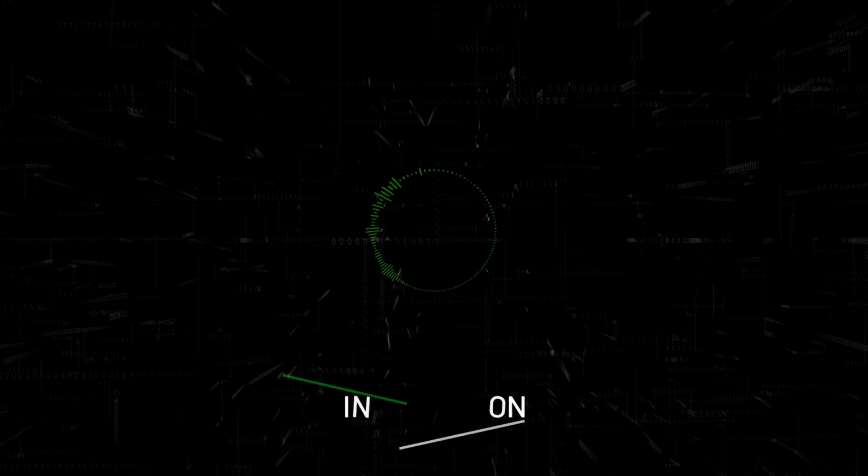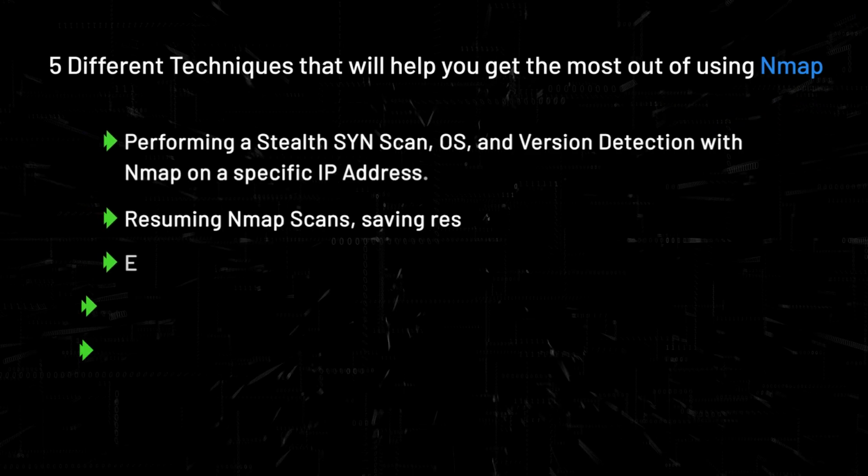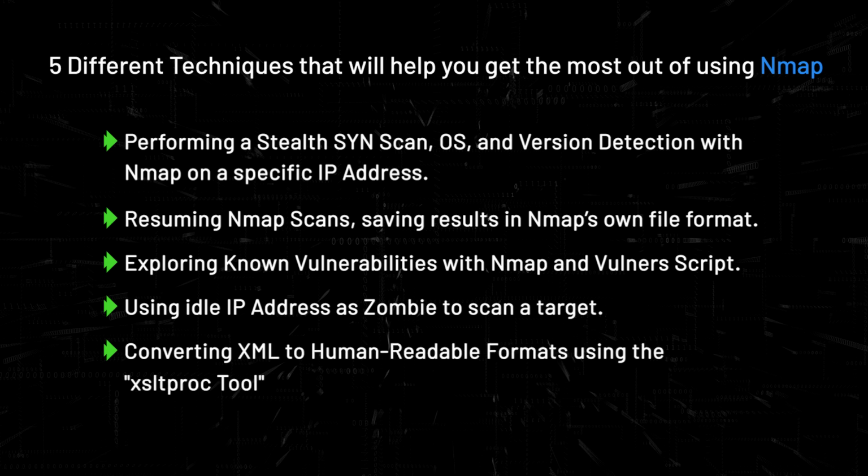In a nutshell, we will perform a stealth SYN scan, detect the operating system and version on a specific IP address, and resume scans while saving results in Nmap's own file format. We will also cover using Nmap and the Vulners script to explore known vulnerabilities and using idle IP addresses as zombies for scanning targets. Finally, we will be converting Nmap's XML output to human-readable formats using the xsltproc tool. So let us look at 5 different techniques that will help you get the most out of using Nmap.